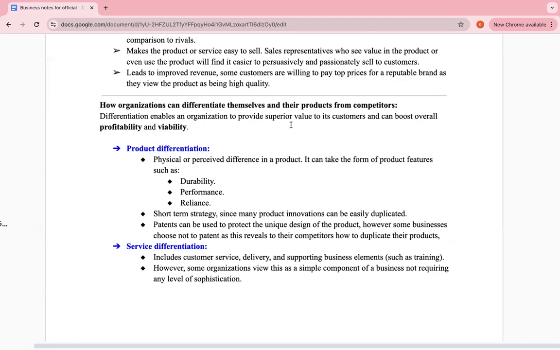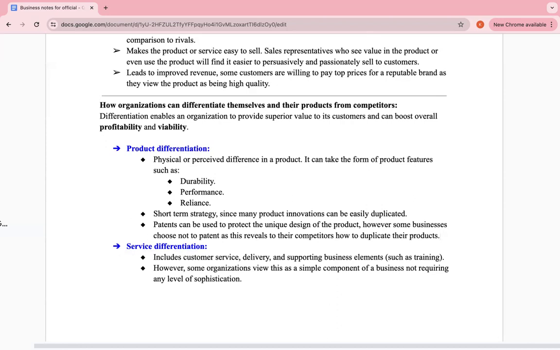Patents can be used to protect, because patents is basically section 3.4. We don't have a video yet for that. We're gonna do it soon. Patents can be used to protect the unique design for the product. However, some businesses choose not to patent, as this reveals to the competitors how to duplicate their product. Okay, so it's dependent on the situation, but patents are basically a protection.